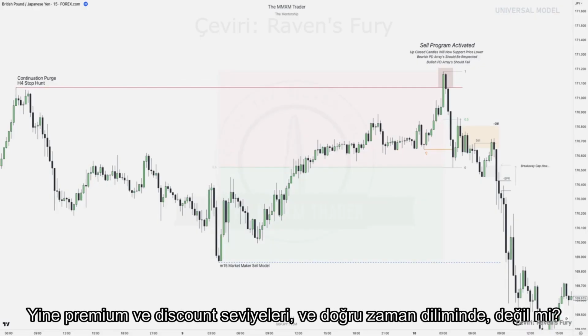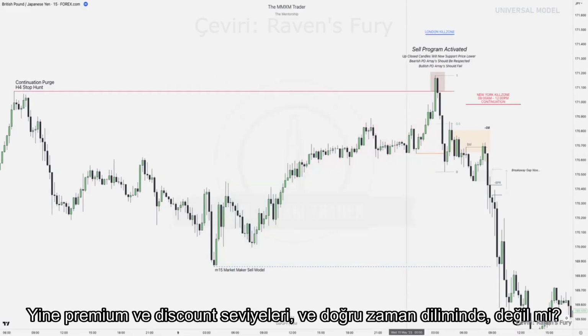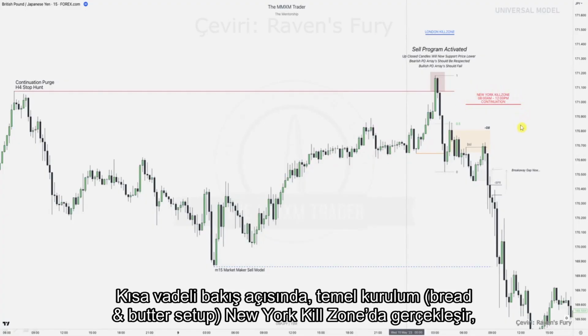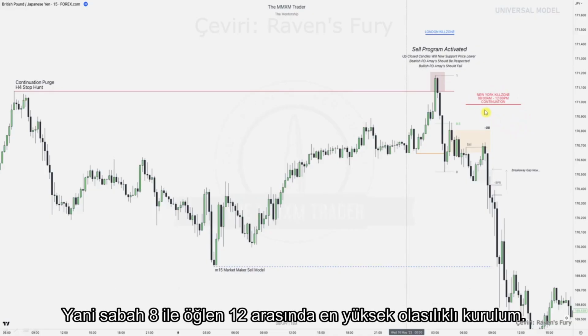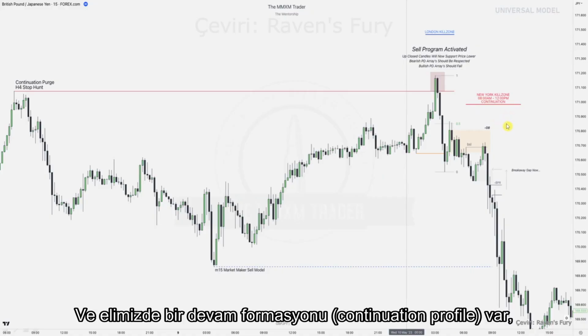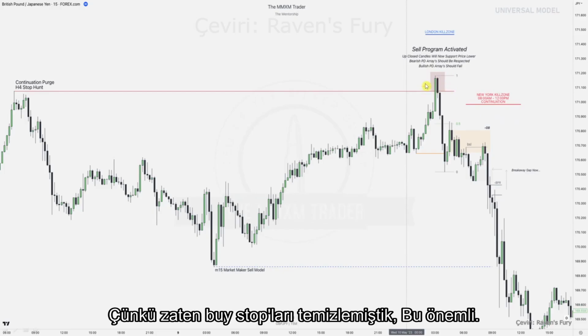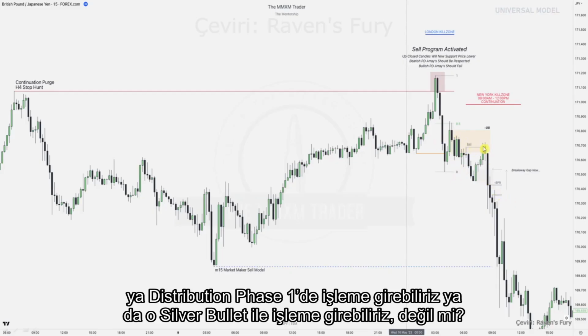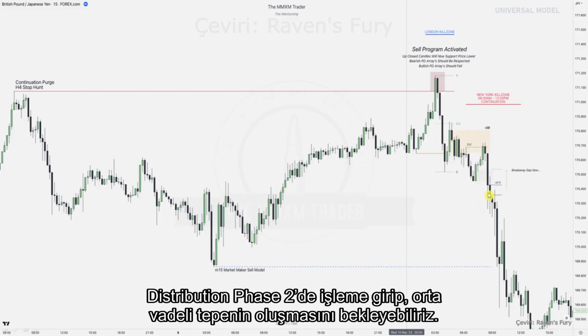Premium and discount again, and then in the right time frame, right? We're gonna talk about this a little bit, right? Short-term perspective, bread and butter setup happens in the New York kill zone, right? The highest probability setup between 8 a.m. and 12 p.m. and we have a continuation profile, right? Because we already took out buy stops, right? This is important. And now our up close candle supports price for going lower, and we can get in either on distribution phase number 1, or we can get in on that silver bullet, right? That distribution phase number 2, and wait for that intermediate term high to be formed.